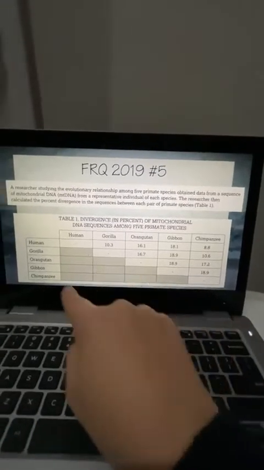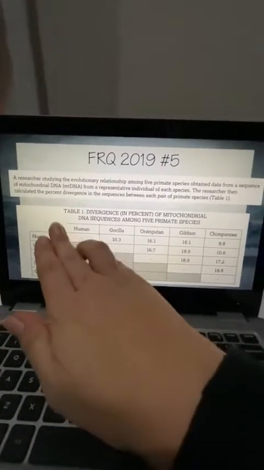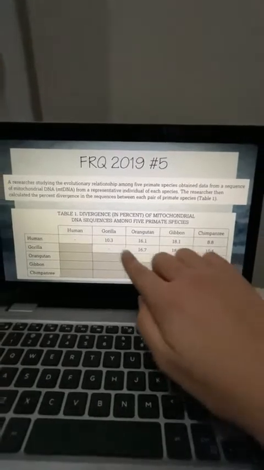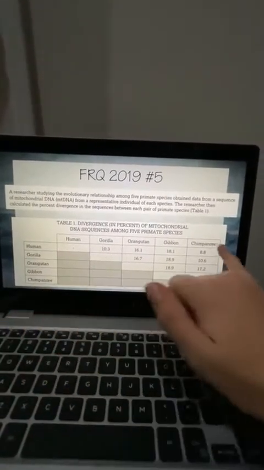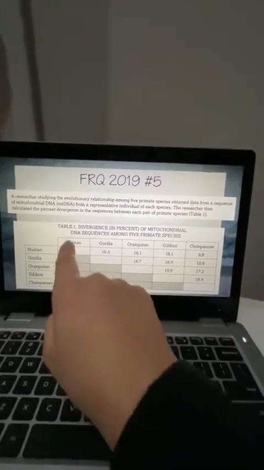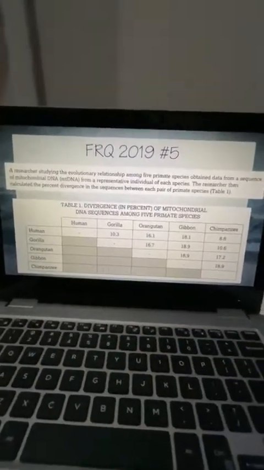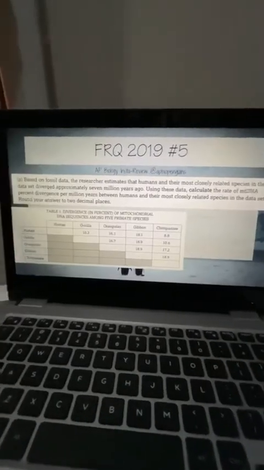So you will always see these charts like this where it's just going to have a diagonal with dashes because the human and the human, of course, have no differences. And then you'll see the number of differences usually on the top part of this. And then the bottom will be shaded to say, hey, these are the same. Don't worry about this. Okay.